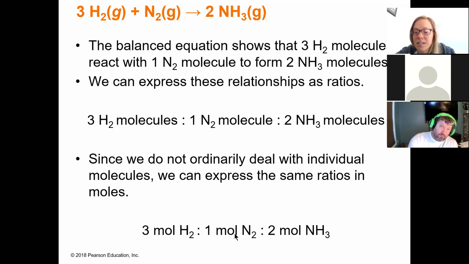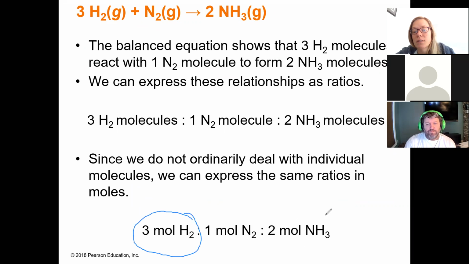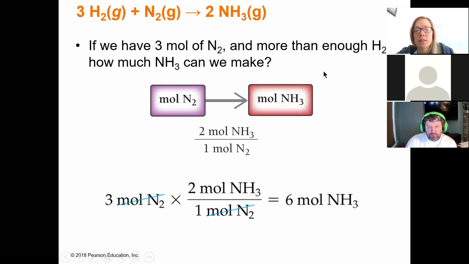Where these are just ingredients with their own set recipe, just like the pancake recipe had its own set recipe. So now we can use this relationship and go from one thing to another thing. Like I could go from the amount of moles of hydrogen to figure out the amount of moles of the product because it's a 3-to-2 ratio. So let's look at an example of this here.